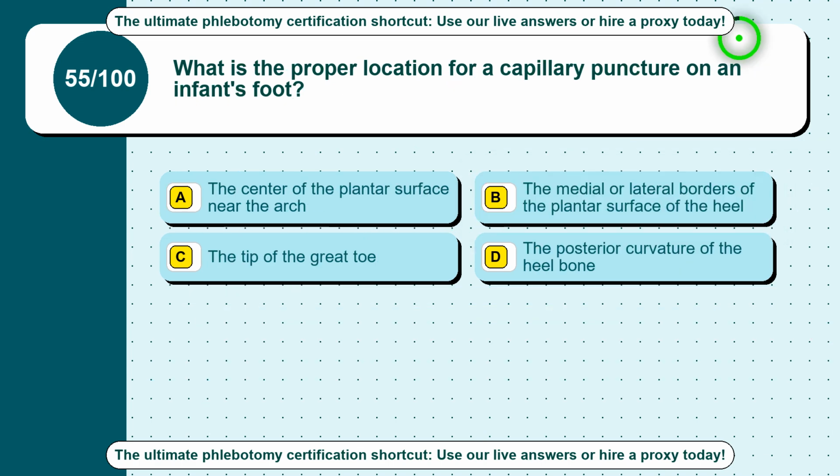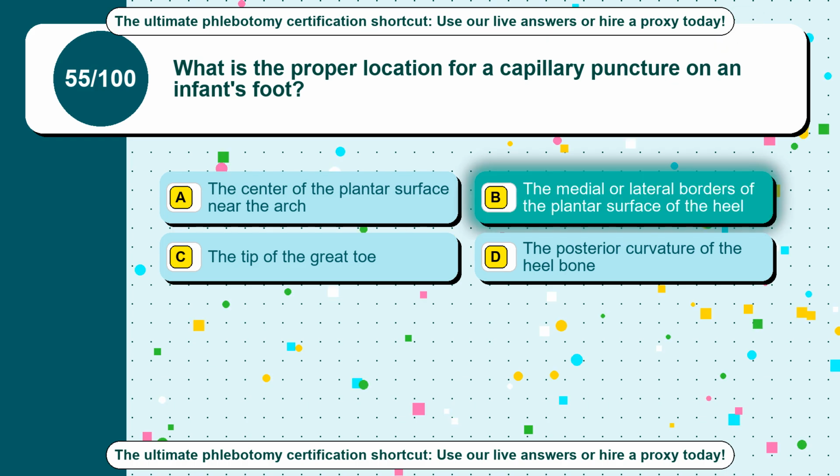Question 55. What is the proper location for a capillary puncture on an infant's foot? Option A, the center of the plantar surface near the arch. Option B, the medial or lateral borders of the plantar surface of the heel. Option C, the tip of the great toe. Option D, the posterior curvature of the heel bone. The correct answer is option B, the medial or lateral borders of the plantar surface of the heel.